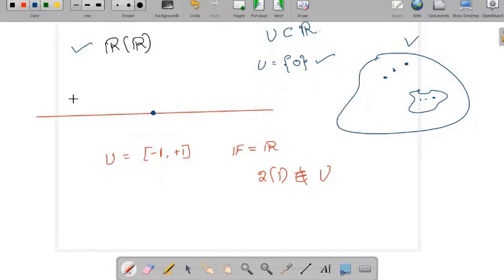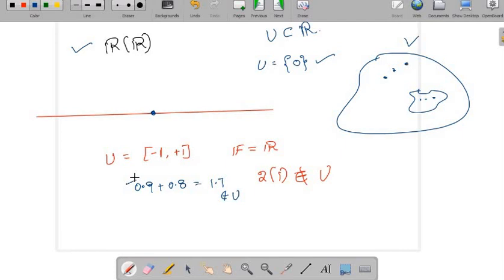And the other way is you take two elements here and you add them. For example, if I take 0.9 and 0.8, right? If I add them, the result is 1.7. It doesn't belong to U. Even addition is not satisfied. I found two elements such that adding them does not belong to U.